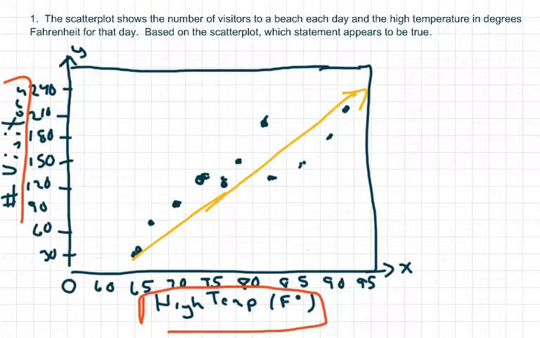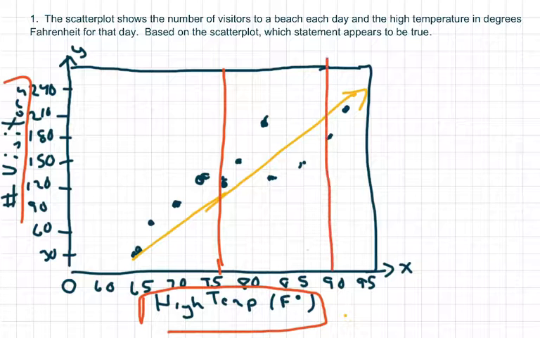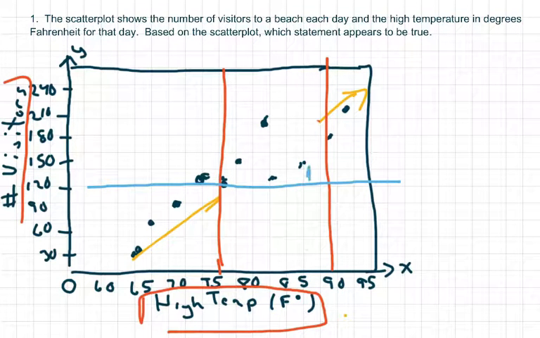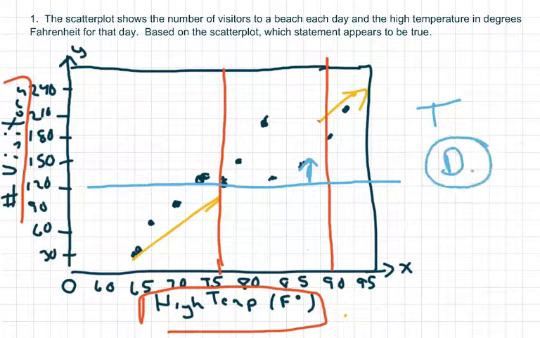So let's look at answer D. It says when the temperature is between 75 and 90, so the temperature is the x-axis, 75 and 90, that area, more than 120 visitors are expected at the beach. In between here's my 120, and this is up, so that would be true. It's the only true statement, so D is the answer.